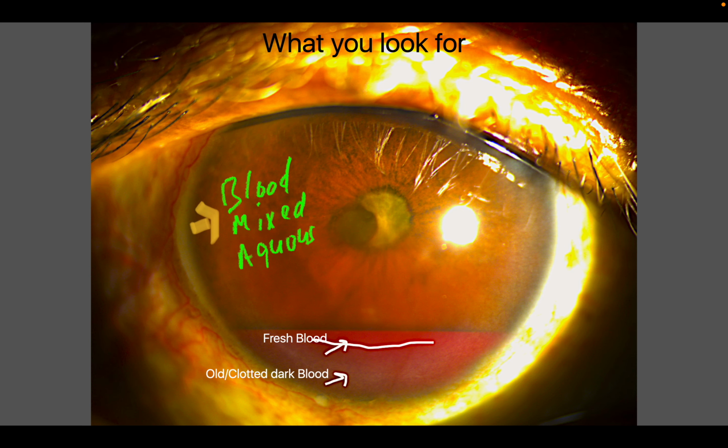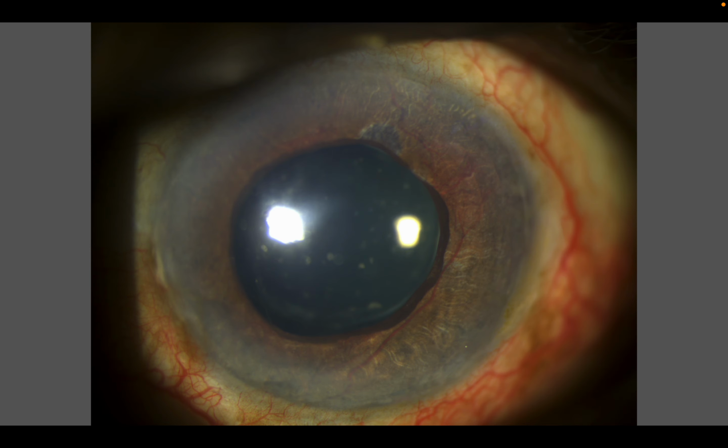The next step is to see how active the disease is. If you see the old clotted blood and also the fresh blood, then you can understand the disease is quite active. Also you can see the blood mixed aqueous. This is the fresh blood. The color is different from the old clotted dark blood.